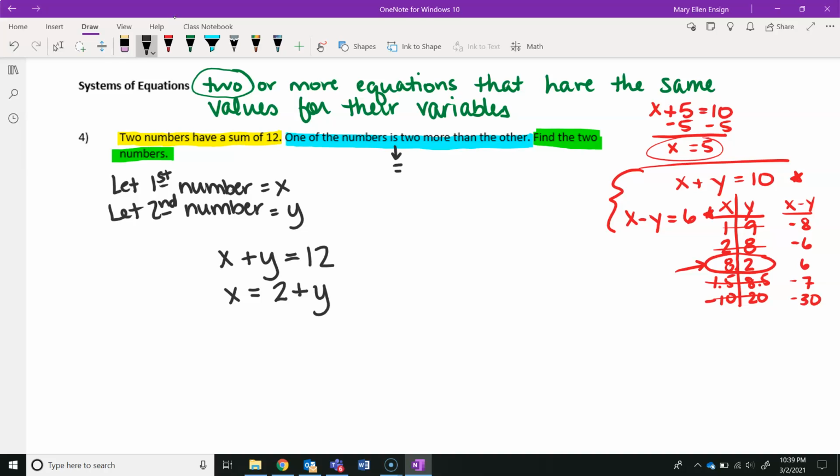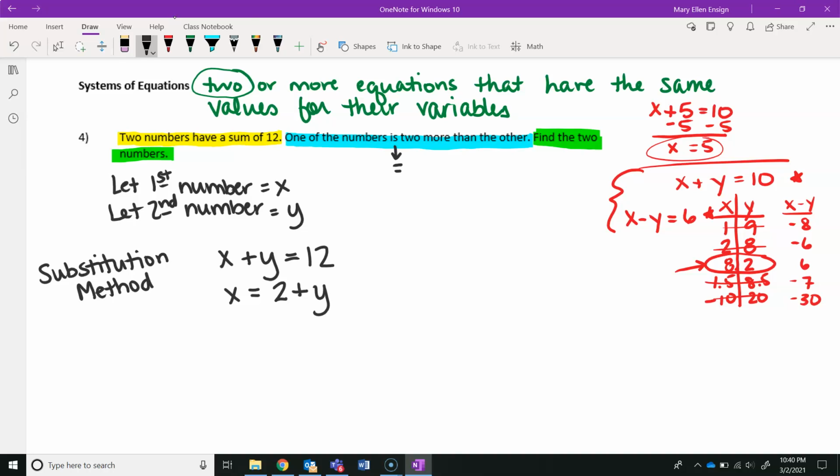Okay. So take just a minute, pause the video if you need to, make sure you understand where these two equations come from. The top one is saying that the two numbers add up to 12. The bottom one is saying that the one number is 2 more than the other one. Okay, so we have these two equations with two unknowns, and we're going to solve these with something called the substitution method.